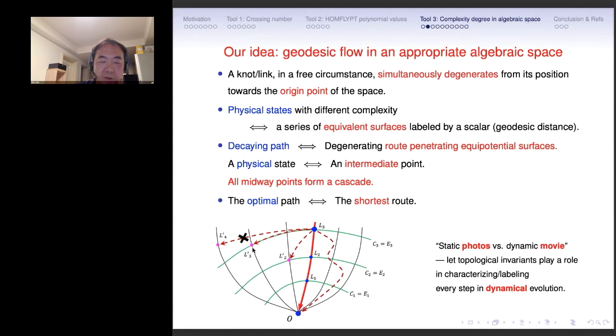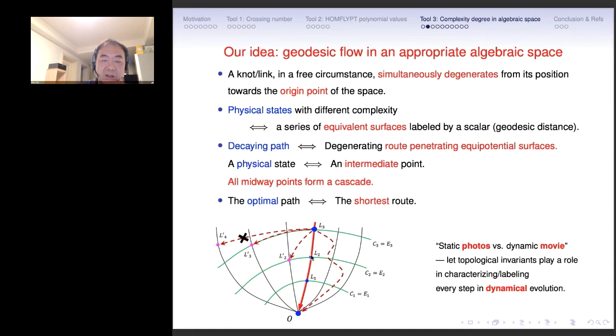Then this green curve shows all the points with the same distance. If we regard the distance as complexity degree, then all the points on this green curve share the same complexity degree. So this green curve means an equipotential surface, that is, an equi-complexity degree surface. Therefore, we will have different surfaces, and every surface has a complexity degree. Then, if this point L3 wants to degenerate to the origin, its route must pass through every surface.